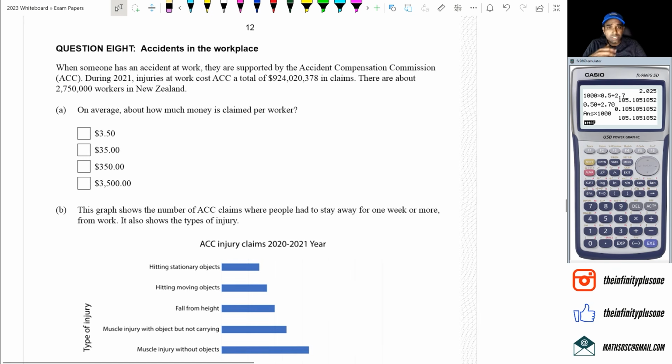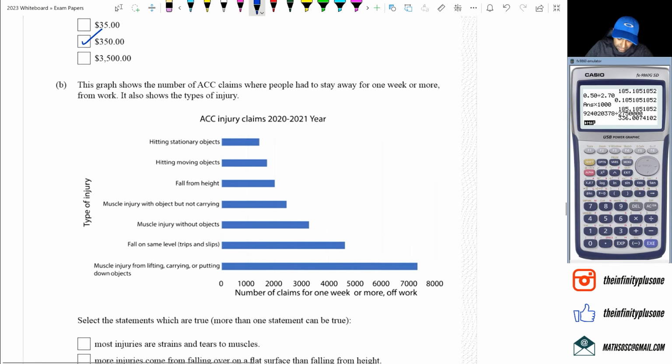Right, so looking at question 8 here, what we've got is on average how much money is claimed per worker. So we've got a total amount of money there, which is 924,020,378, and that's divided by 2,750,000. So it's roughly $336. So on average, we can say in this case it's going to be $350. So that's our little tick mark there.